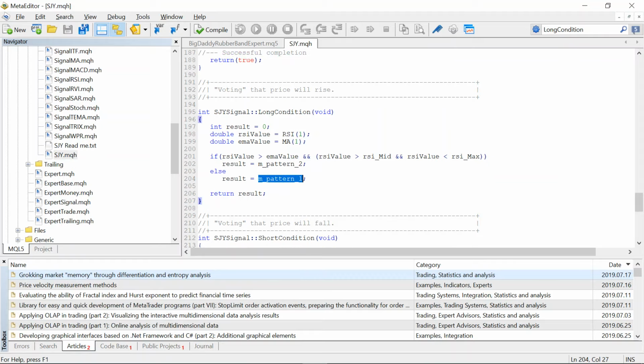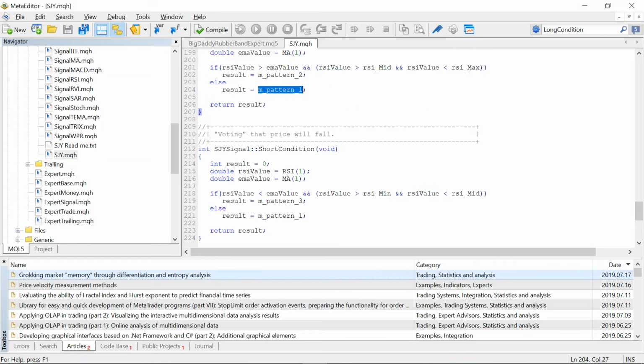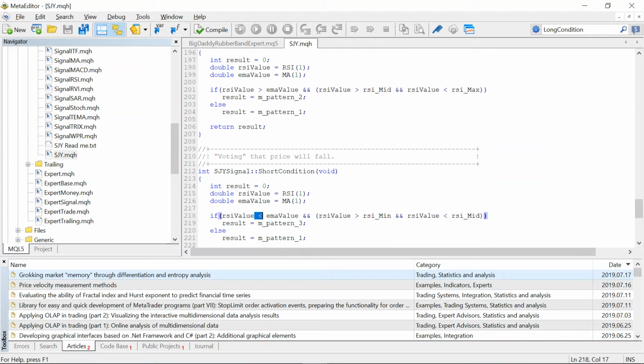Otherwise, don't do anything. Now for the short position, it's very similar, almost a little flipped. Here, the RSI value is less than the EMA value, in comparison to the long where it was greater, and the RSI value must be between 30 and 50. So the RSI value must be greater than 30 but less than 50 to open a short position. And that's essentially the signal. It's a very simple signal, but I believe it's very powerful.